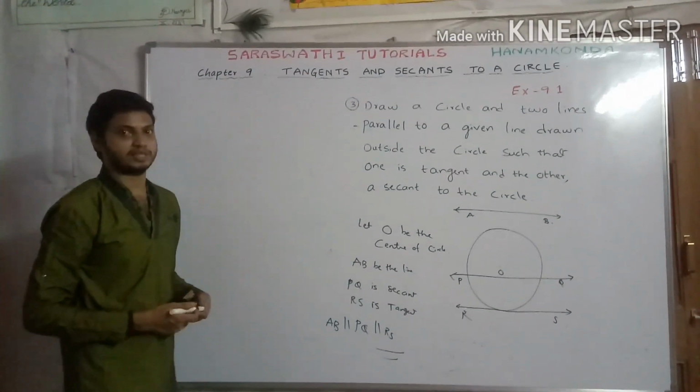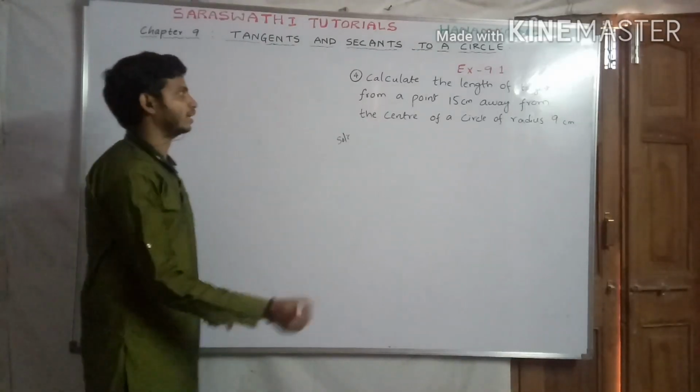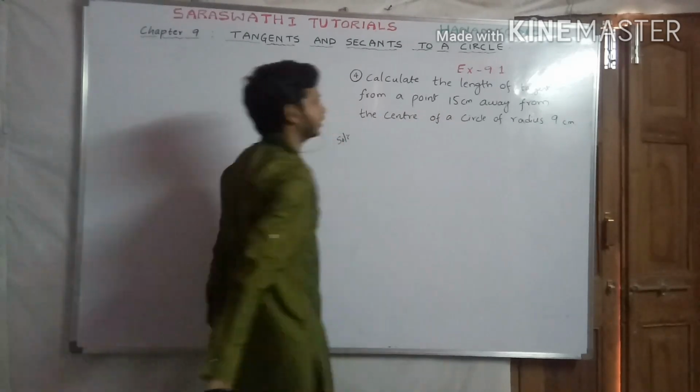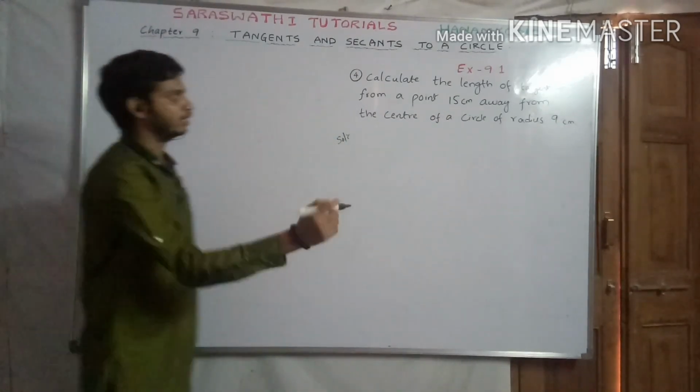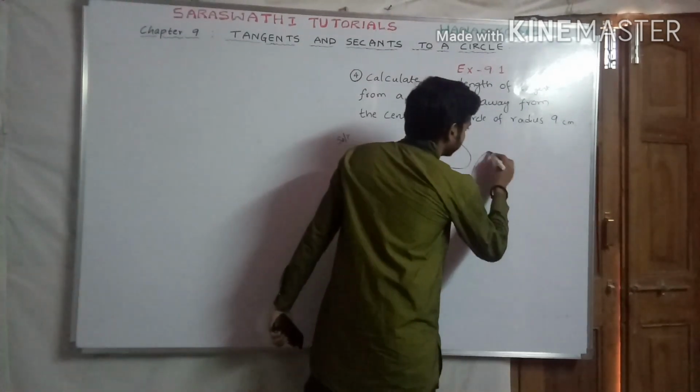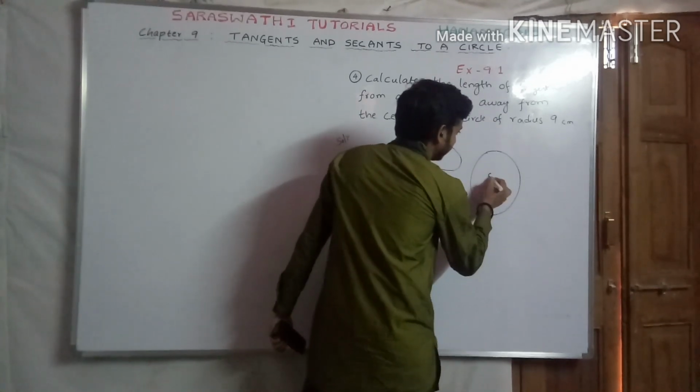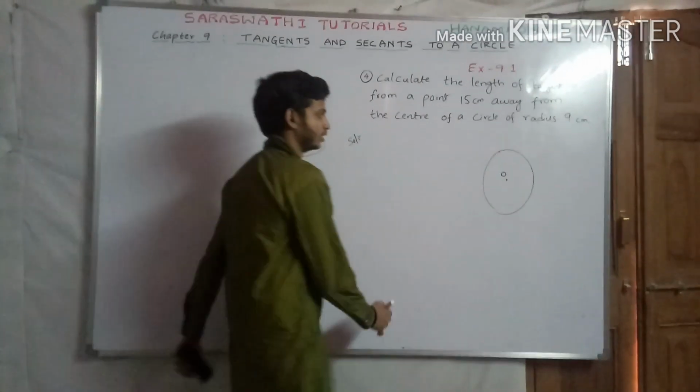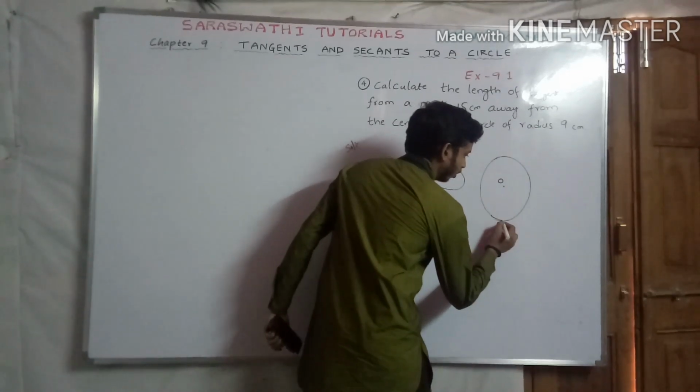We shall discuss the next question. The next question is: calculate the length of a tangent from a point 15 centimeters away from the center of a circle of radius 10 centimeters. So the first step is to draw a circle. Let O be the center of the circle. Let P be any point on the circle.